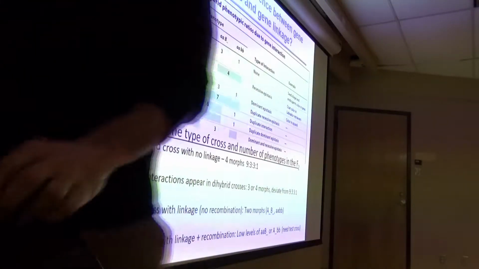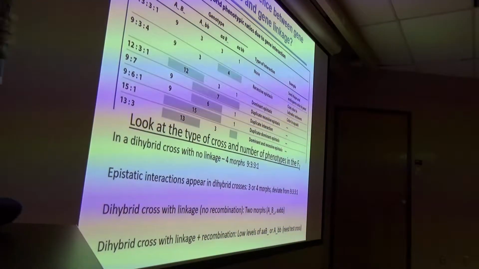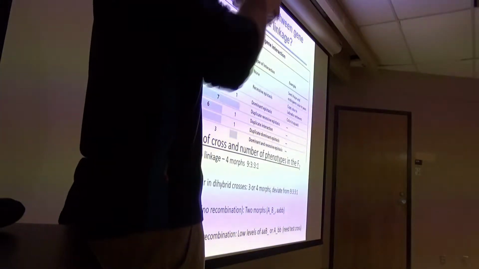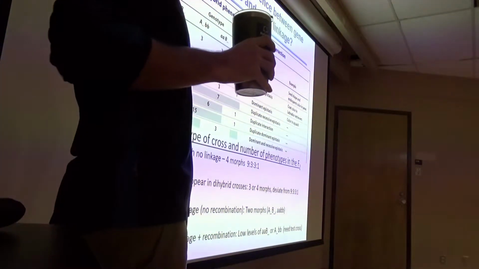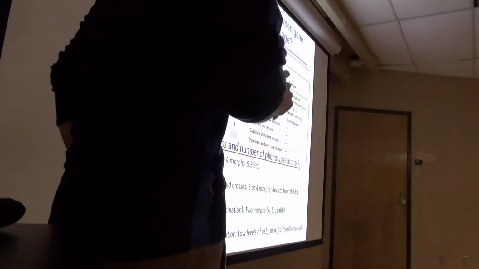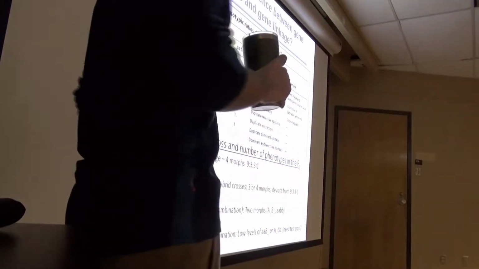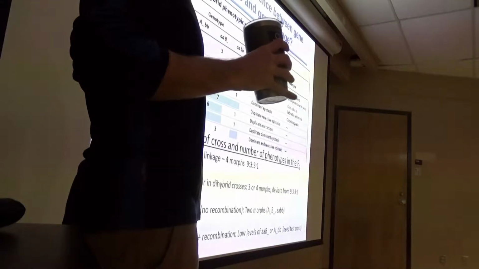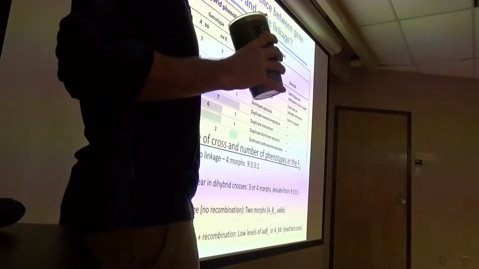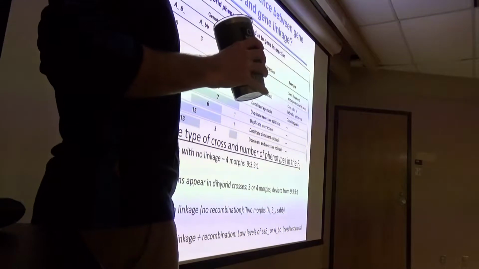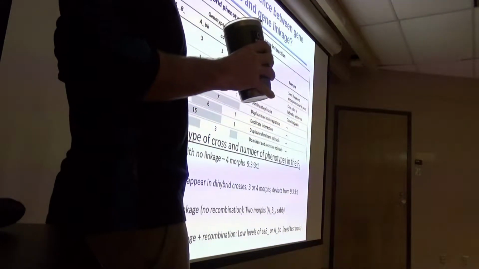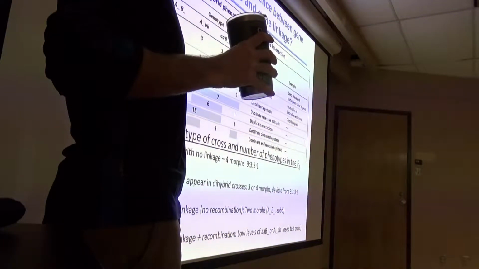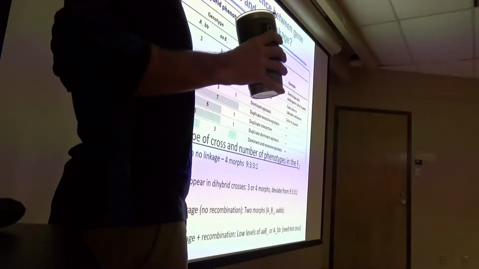So with the dihybrid cross with linkage, no recombination, if you were to get 16 progeny, what would your ratio be? In a test cross or a dihybrid cross? In a test cross, it'd be 50-50. In a dihybrid cross, I think it is 75% to 25%, if I remember right. But I can draw it out if you would like me to do that. How many people would like me to draw it out?